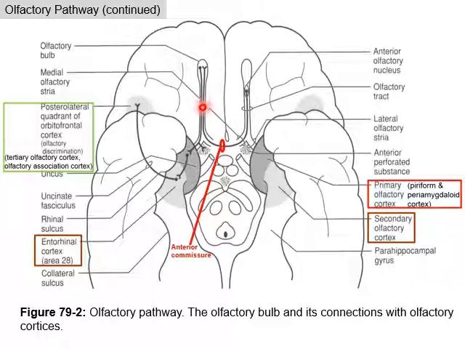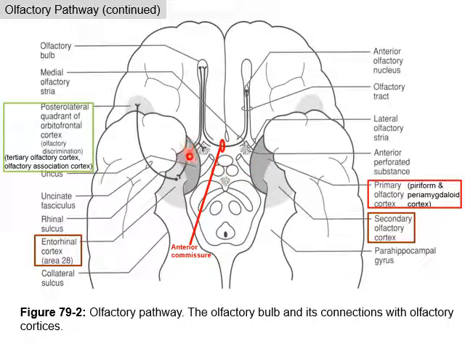There are other fibers that are running laterally through the lateral olfactory stria. The lateral olfactory stria reach to the primary olfactory cortex. The primary olfactory cortex is this big area. It is made of the piriform and periamygdaloid cortex in addition to the uncus. The uncus is the most medial part of this cortex. It's called uncus. So it is a big area making the primary olfactory cortex.